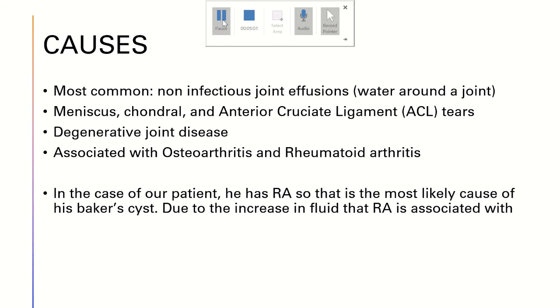Because these diseases are often associated with hypertrophy of the joint capsule and chronic inflammation of the bursa sac, which is an increase in size, and with that comes increase of synovial fluid, which causes the palpable mass in the back of the knee. And in our case, our patient has rheumatoid arthritis, and so that is definitely the most likely cause of his Baker's cyst due to the increase in synovial fluid that he has because of his disease.